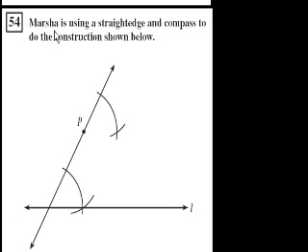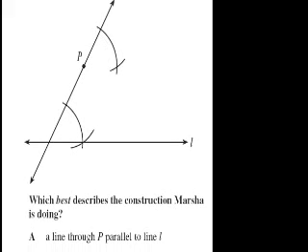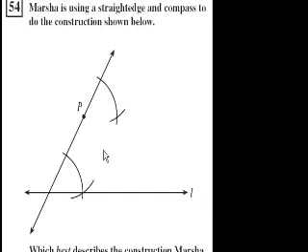Anyway, next question. Marcia is using a straight edge and compass to do the construction below. Interesting. Which best describes the construction Marcia is doing? So I assume when they say construction, she's drawing something. Let's see what it looks like. It looks like she's taking her compass. She's probably putting one of the points here. She put one of the points there, and then she drew this arc. And then it looks like she put the point there, and then she drew that arc. And then she put the point here, and drew that arc.